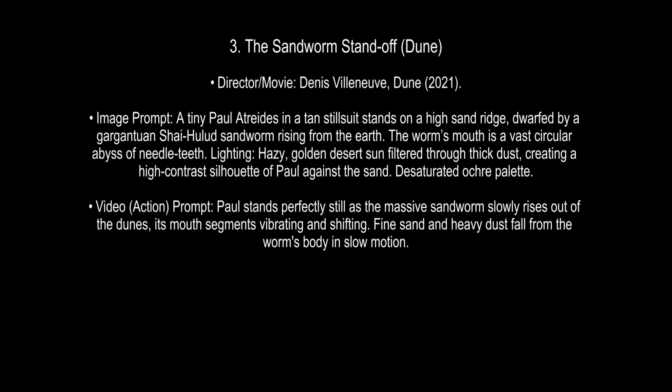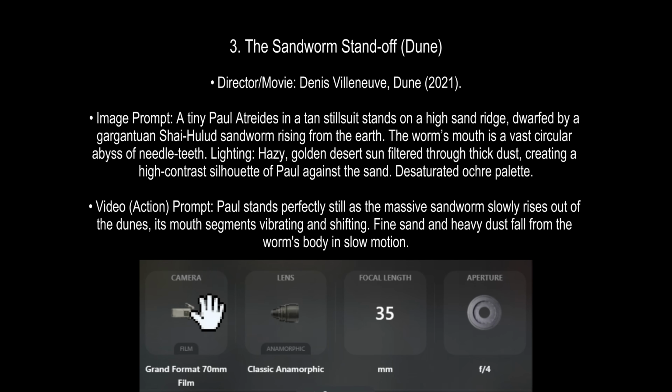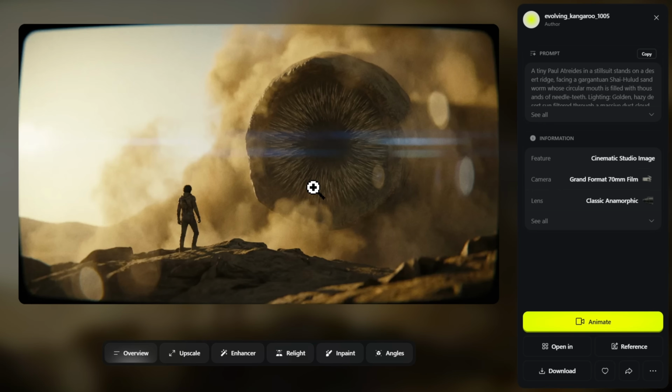Here we will use the grand format 70mm to capture the impossible scale of the worm. And also 35mm lens provides the slightly compressed epic perspective that Villeneuve really loves. And f4 keeps the texture of the sand and the worm's teeth sharp enough to feel kind of terrifying. The image looks very, very nice.